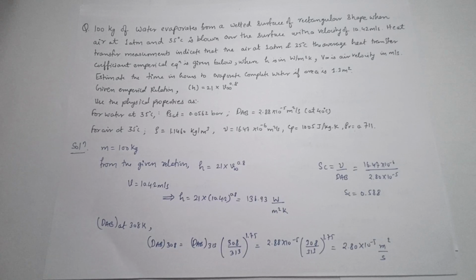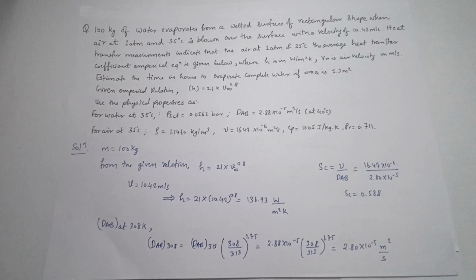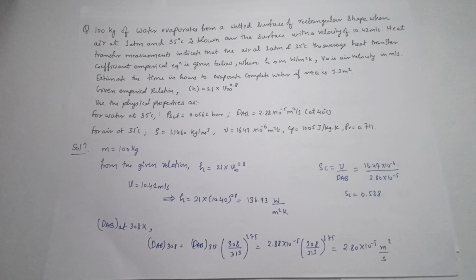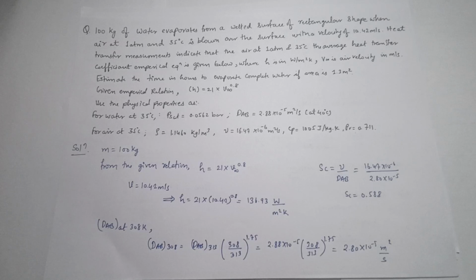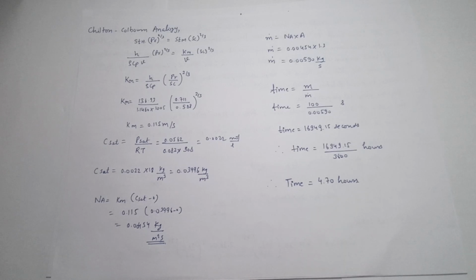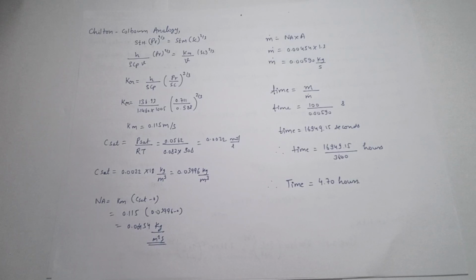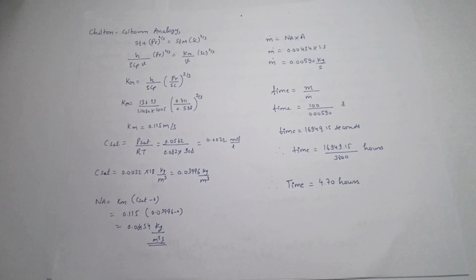The same value is taken to calculate the Schmidt number, which is mu by DAB, which is 16.47 into 10 to the power minus 6 divided by 2.80 into 10 to the power minus 5, and the Schmidt number is found to be 0.588. Now, the Chilton-Colburn analogy has to be used because the Prandtl number and Schmidt number are not equal to 1, which is generally considered in the case of Reynolds analogy. Hence, we cannot apply Reynolds analogy to this problem.